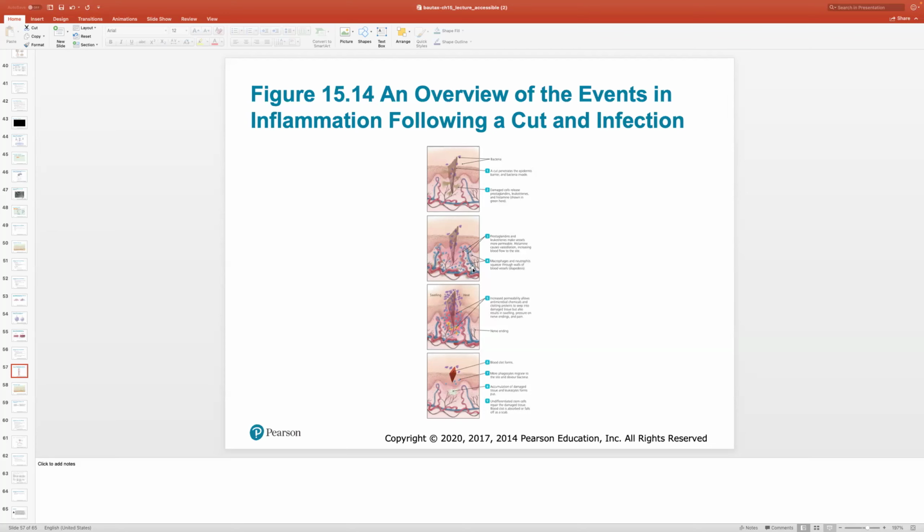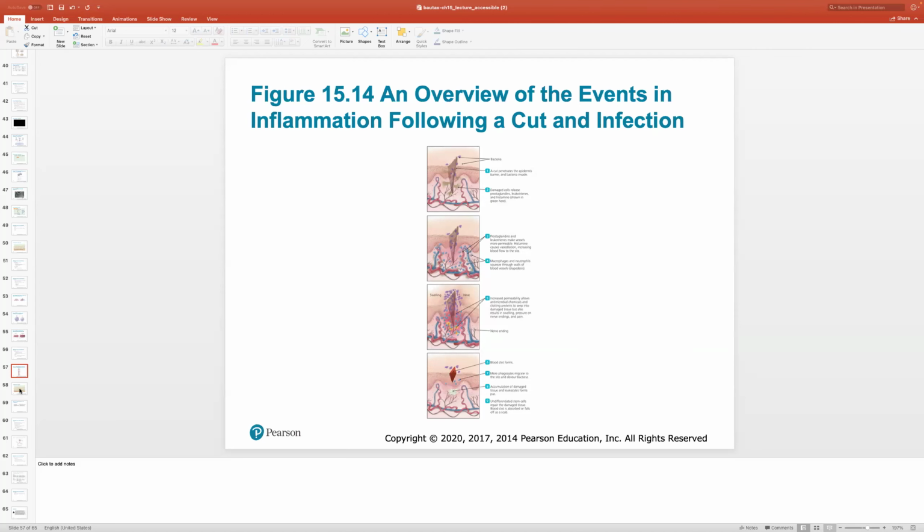The macrophages and neutrophils are going to squeeze through the walls. The increased permeability allows the antimicrobial chemicals and the clotting proteins to seep into the damaged tissue, but also results in swelling and pressure on nerve endings and pain. But eventually a blood clot's going to form. More phagocytes migrate to the site and devour the bacteria. There's an accumulation of damaged tissue and leukocytes forming pus. And then undifferentiated stem cells repair the damaged tissue. The blood clot is absorbed or falls off as a scab.